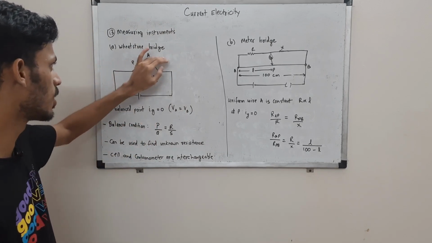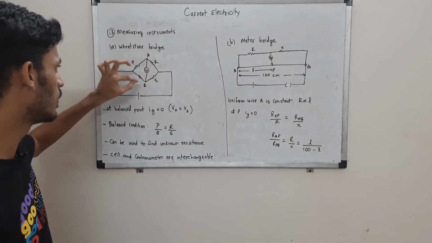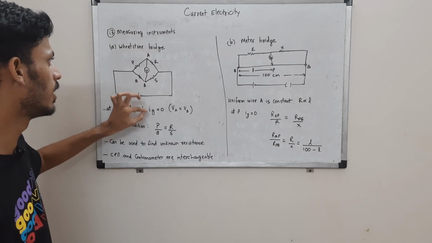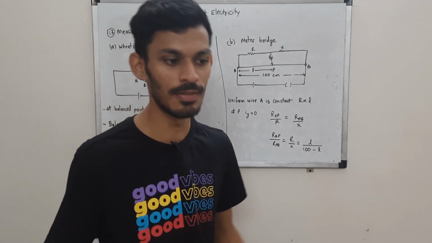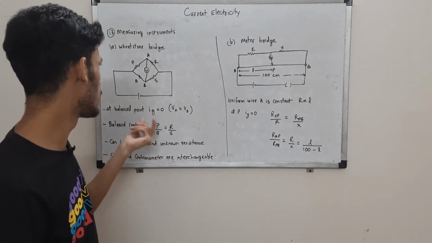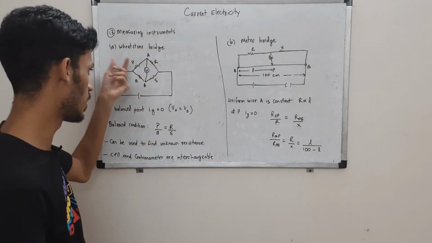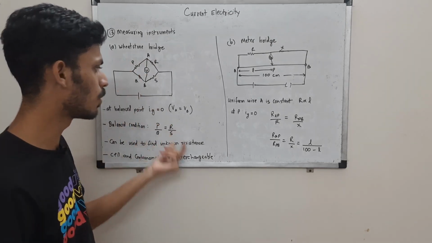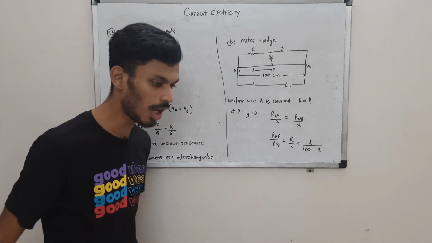P by Q is equal to R by S, then the potential at this point will be equal to the potential at this point, and there will be no current flowing through the galvanometer. The galvanometer will not show any deflection. In that case, the resistances in these branches will be in the same ratio. P by Q will be equal to R by S. Now this can be used to find the unknown resistance.